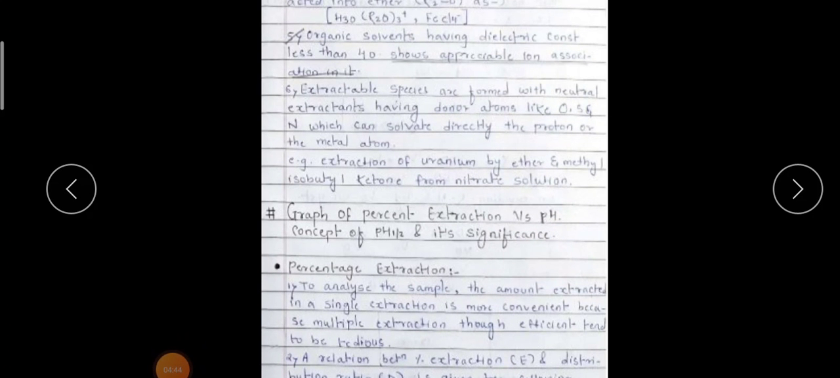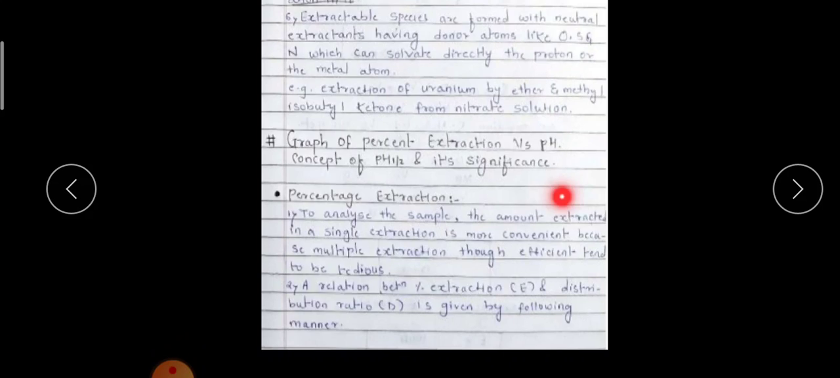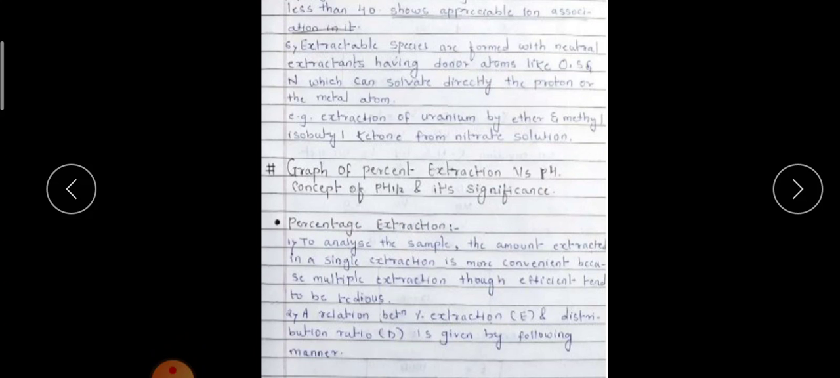Then the graph of percentage extraction versus pH, or the concept of pH and its significance, we have to see. What is the percentage extraction? To analyze the sample, the amount of extraction in a single extraction is more convenient because multiple extraction, though efficient, tends to be tedious. A relation between percentage extraction E and the distribution ratio is given in the following manner.